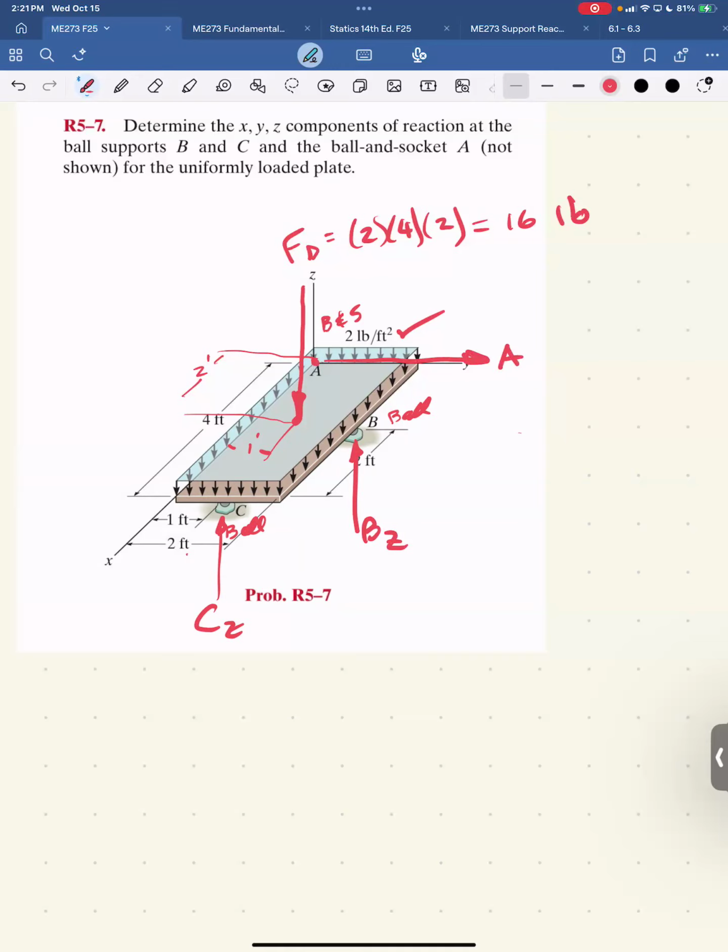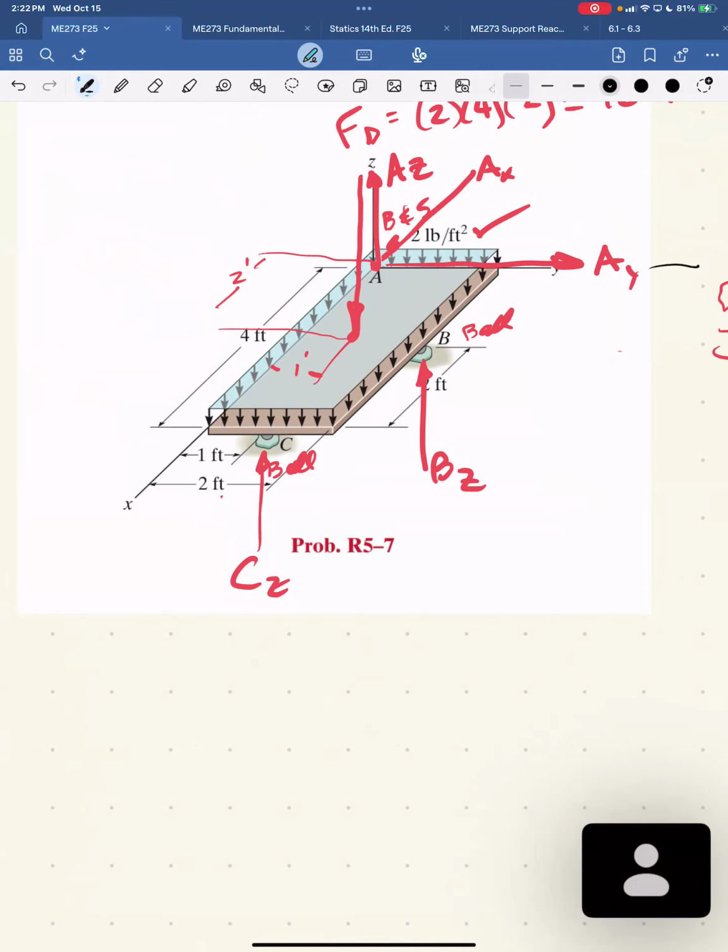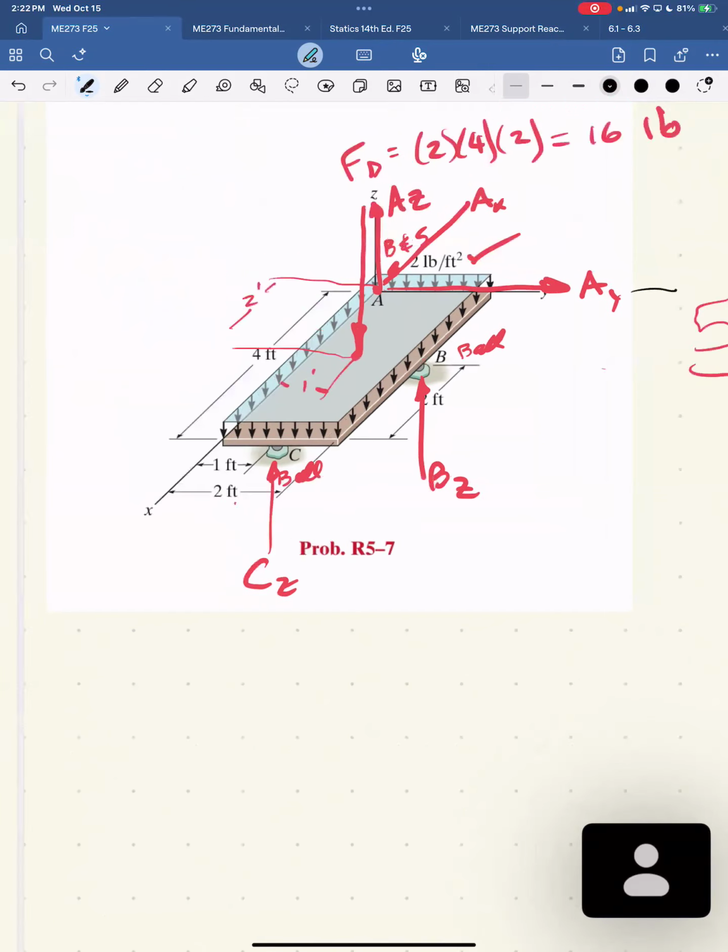Sometimes the moment reaction around the X axis and the moment reaction around the Y axis are both going to involve the unknowns B and C. But it's the best you can do, because at least the moment due to the ball and socket lies on the XY axis, so at least those go away. So the first thing is sum moments about the X is equal to 0.